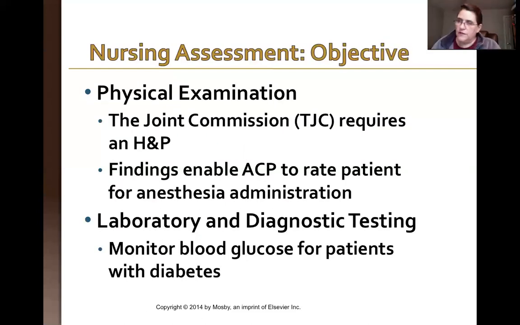All right, so let's move into the objective portion here.